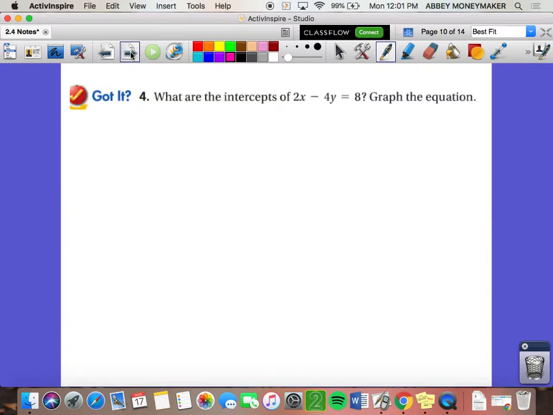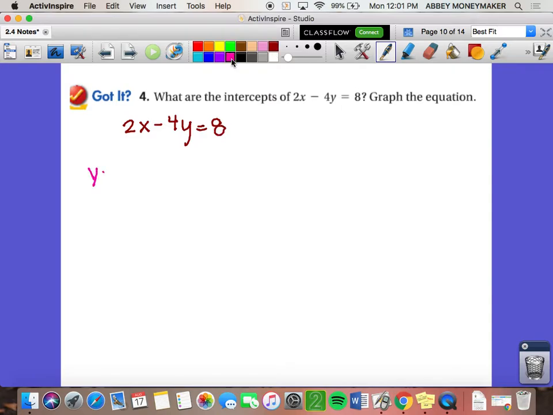All right, let's see if y'all can try this one on your own. If you get stuck, go ahead and press play so you can watch me go through this. Or if you're like, nope, I'm completely lost still, then stay right here. Just follow along. So I have 2x minus 4y is equal to 8.